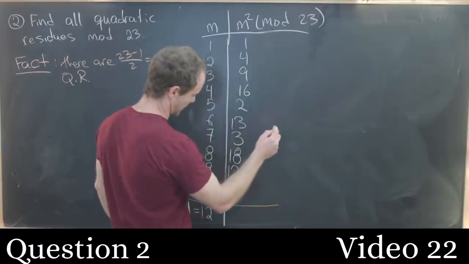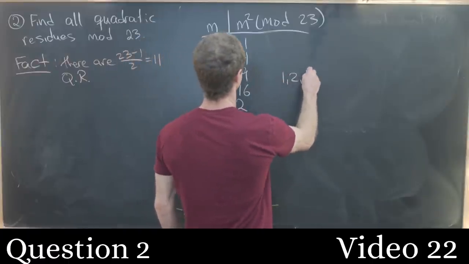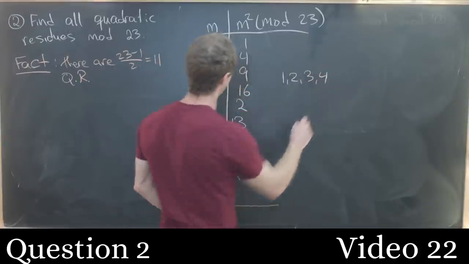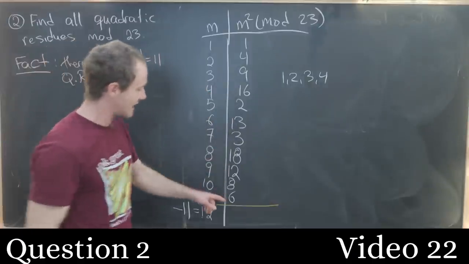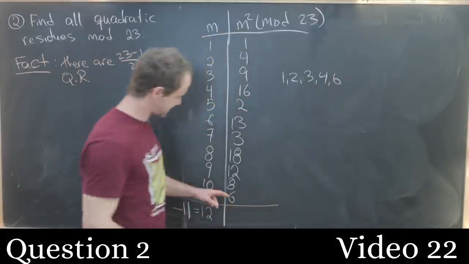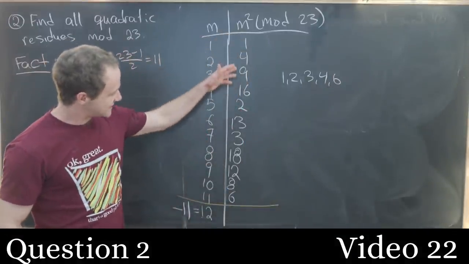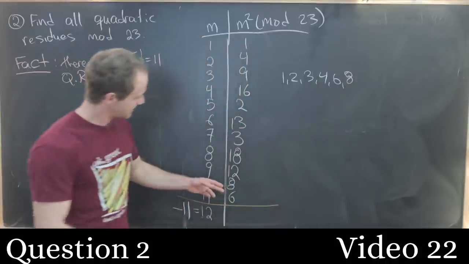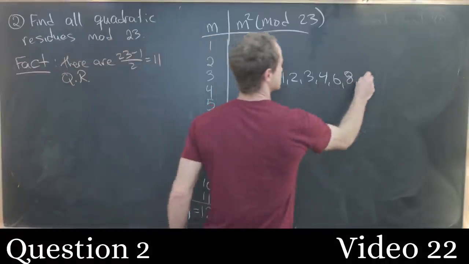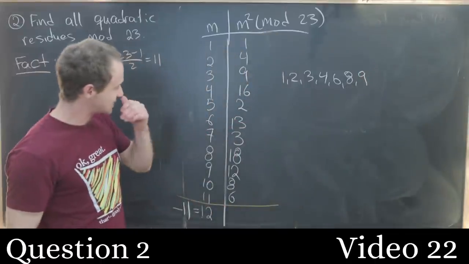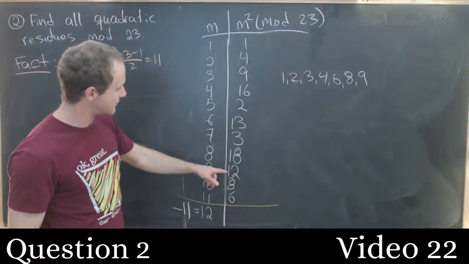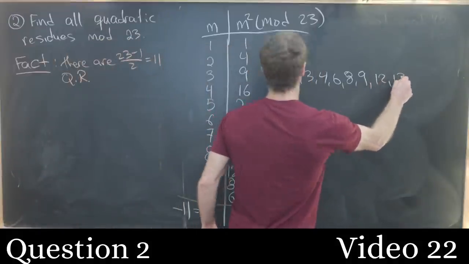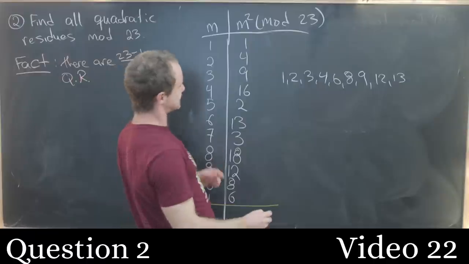We could put them in order if we wanted to. So let's see, 1, 2, 3, 4. Let's see, 5 is not on that list, but 6 is on this list. Is 7 on that list? No, 7 is not on that list, but 8 is on that list. 9 is on that list. Let's see, 10 is not on that list. 11 is not, but 12 and 13 are, and then 16 and 18.